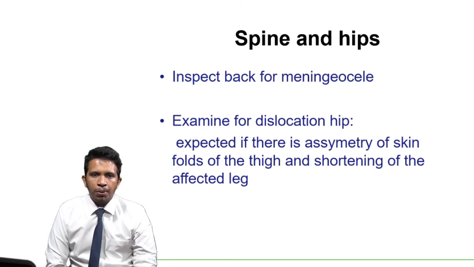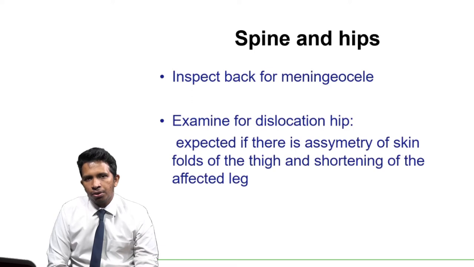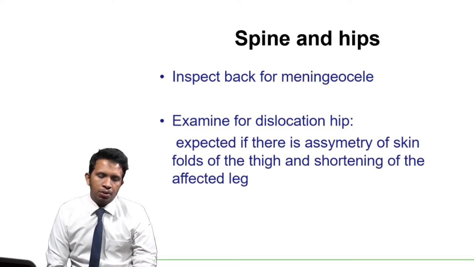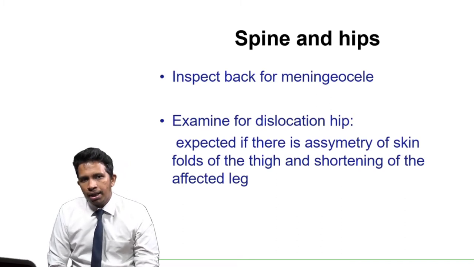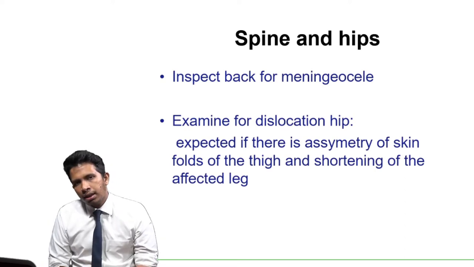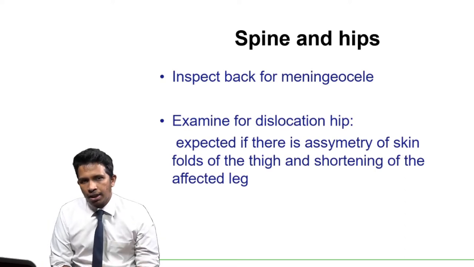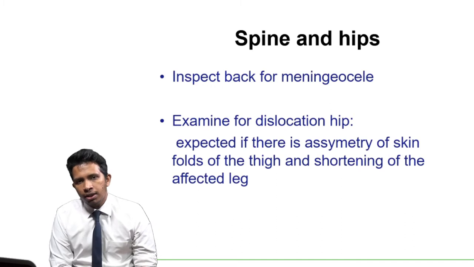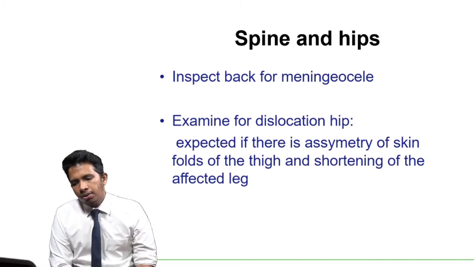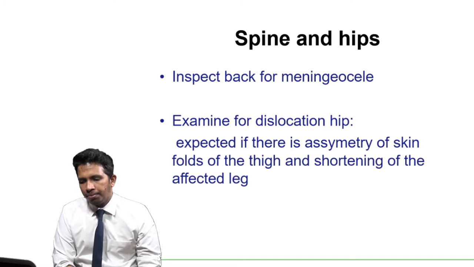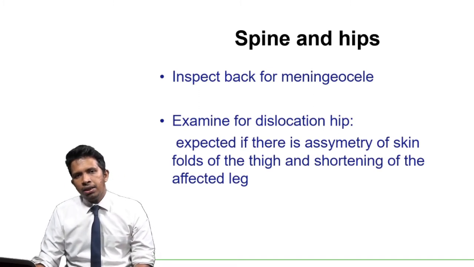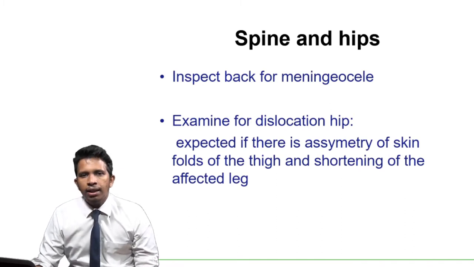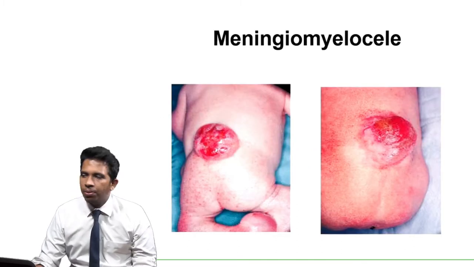Due to improper fusion, the spinal cord tends to bulge out from the vertebral column, and this happens normally at the back, and it is prone to compression damage and also infection, and these children can have neurological deficits as a result. So the child has to have it operated on. Then we need to check for hip dislocation. Sometimes congenitally these children are more prone to having their hips dislocated.